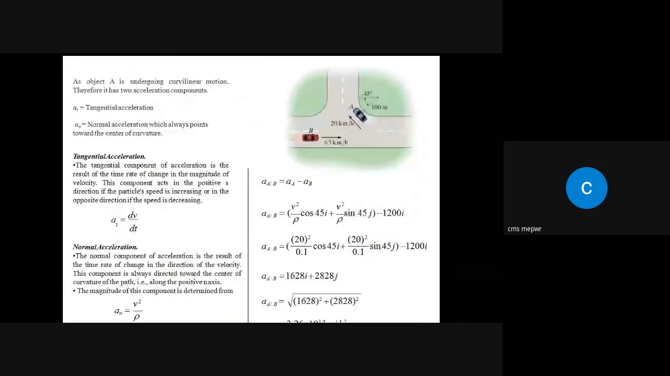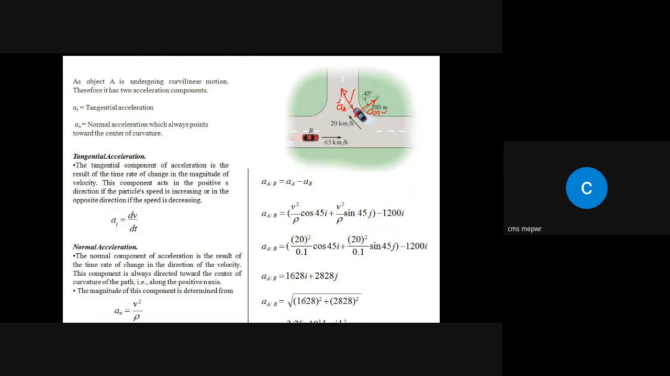Remember this object A is following a curvilinear motion. As we know, if a particle is following curvilinear motion, the acceleration can have two components. One is the t component, along the direction of motion, and the other is towards the center of that curve. This one is known as at, and the other one is known as an. But we already know this at is 0, so the one component that we have is basically an.